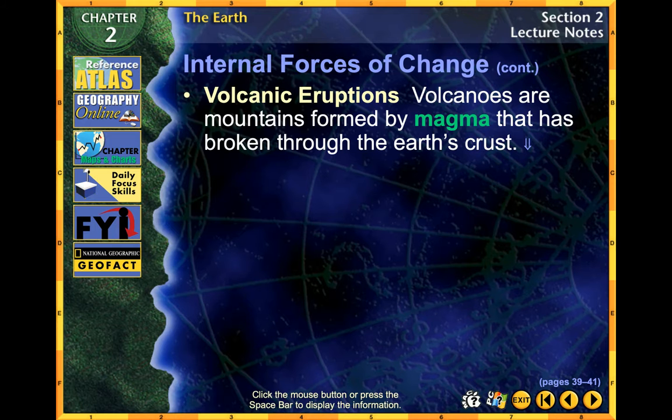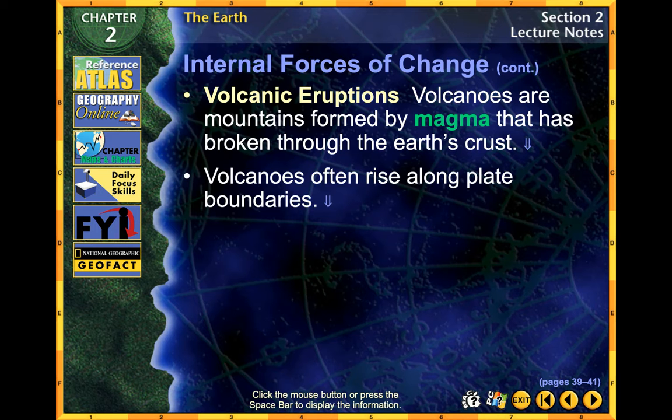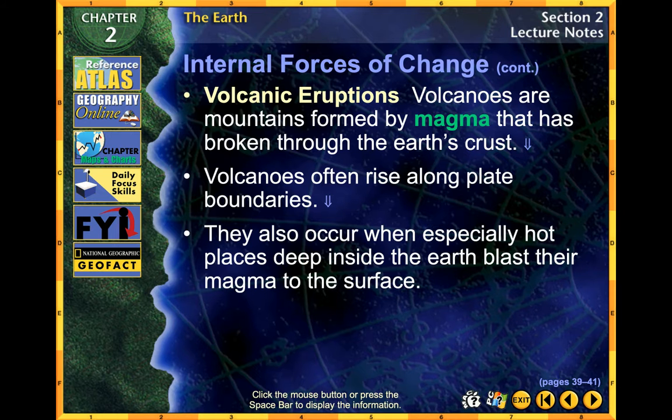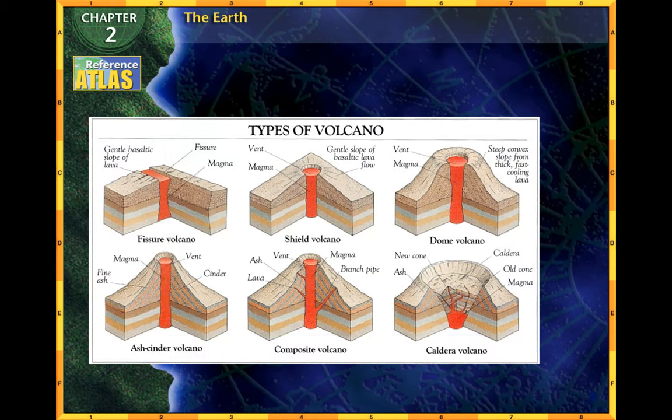And then this, of course, leads to volcanic eruptions, which is where magma is broken through the Earth's crust, becomes lava, and it helps create new mountains that are spewing out this new land, new earth, new rock. Now, they often rise along plate boundaries, but as I said, occasionally they'll have what's known as a hot spot, which is when these hot places blast their magma to the surface.